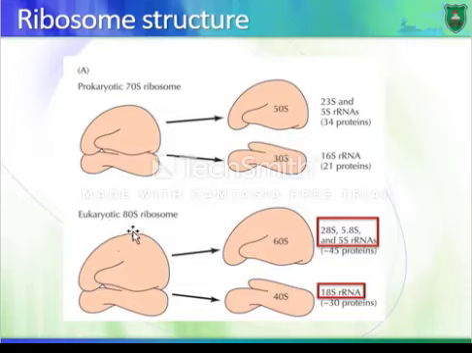While in eukaryotic cells, we have the large ribosomal subunit and the small ribosomal subunit. The large ribosomal subunit, 60S, contains 28S, 5.8S, and 5S ribosomal RNA and around 45 ribosomal proteins, while the small ribosomal subunit, the 40S, contains 18S ribosomal RNA and around 30 proteins.